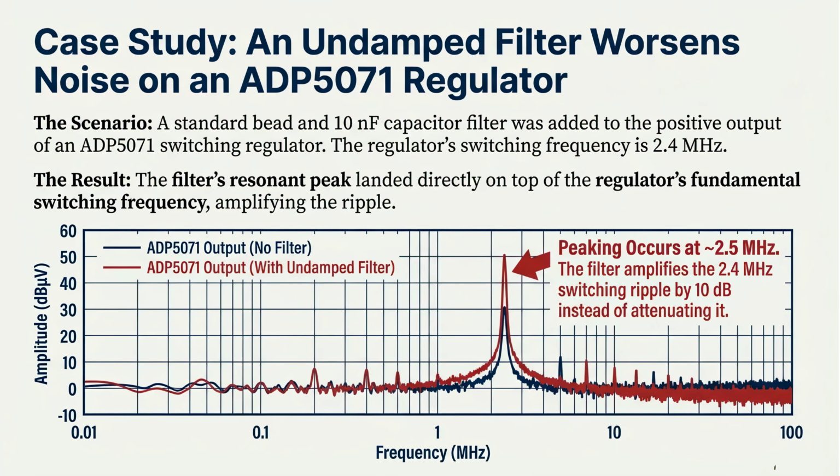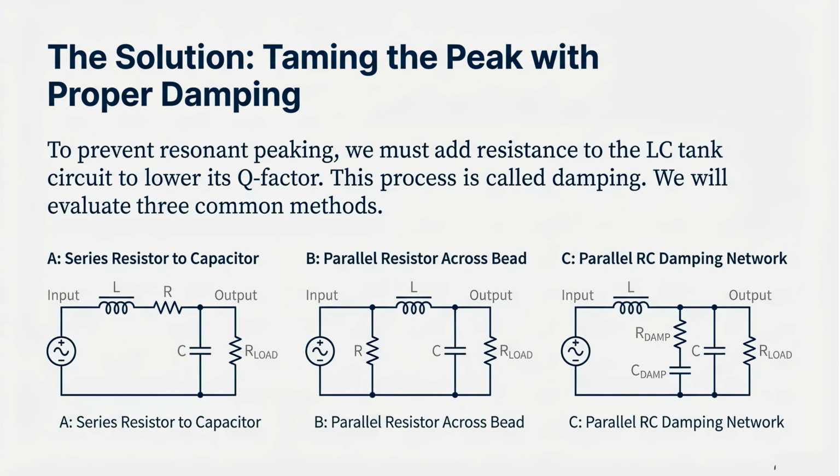In a case study with an ADP5071 regulator, an undamped filter's resonant peak landed on the regulator's switching frequency, amplifying the ripple by 10 decibels instead of attenuating it. This worsens the noise. To prevent resonant peaking, we must add resistance to the LC tank circuit to lower its Q factor. This process is called damping.